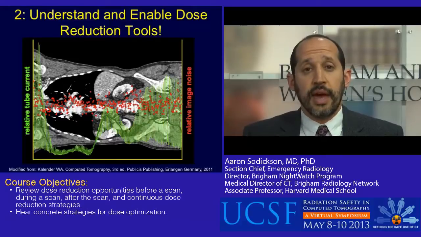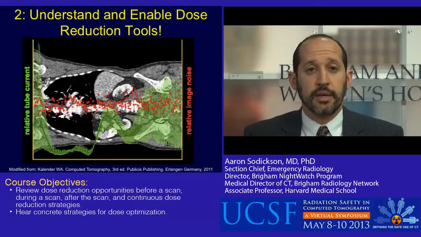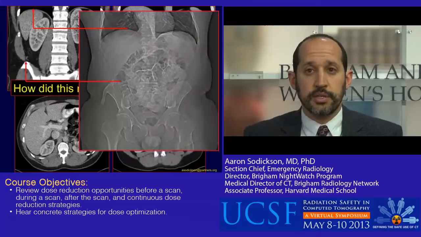But the next thing that we have here on this slide is in-plane or XY axial tube current modulation, and that's these light oscillating curves here, where you can see in the shoulders, for example, we need much more X-ray tube output in a lateral projection through the shoulders than we do in a frontal projection, which is much narrower with much less tissue to penetrate.